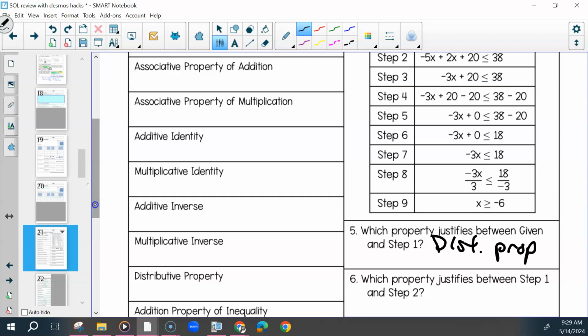So in something like that, it would be more than likely multiple choice, and it would ask you which property would happen between the two steps and which property would best fit it.